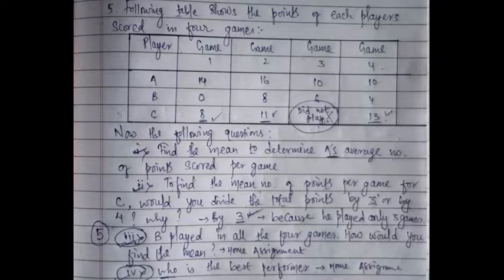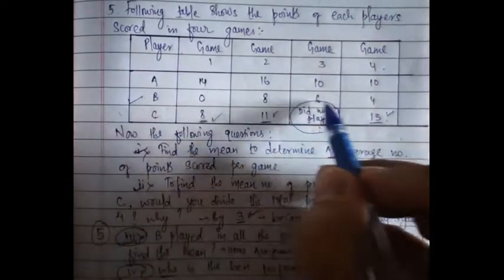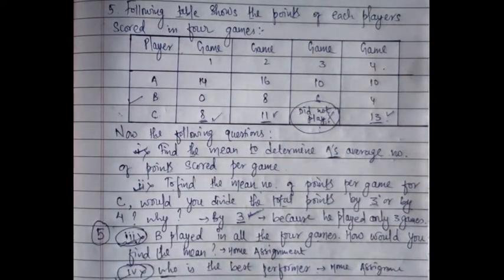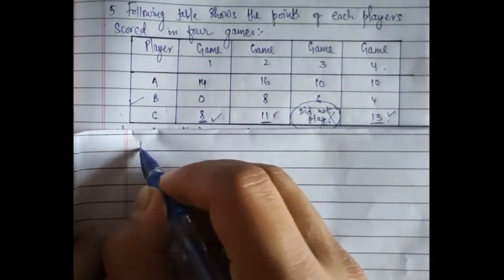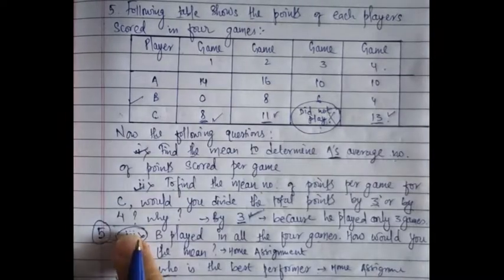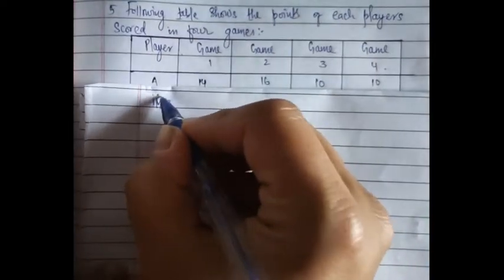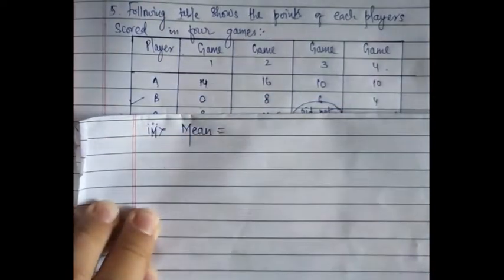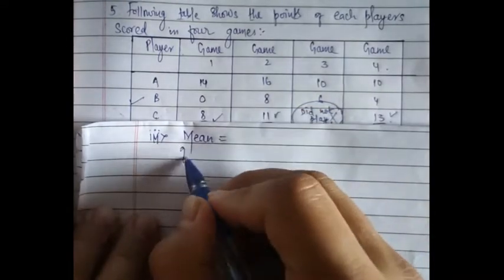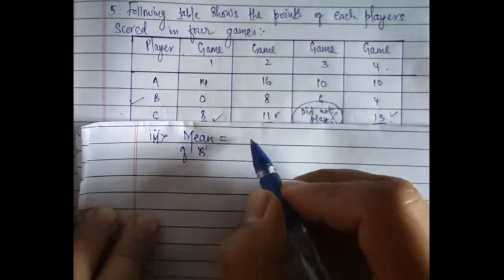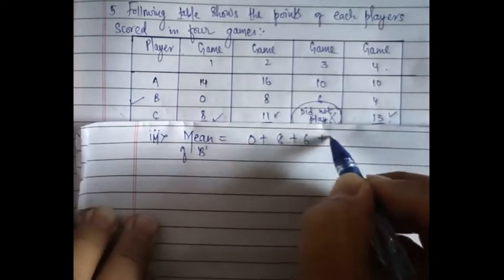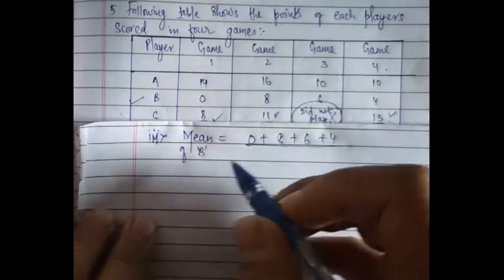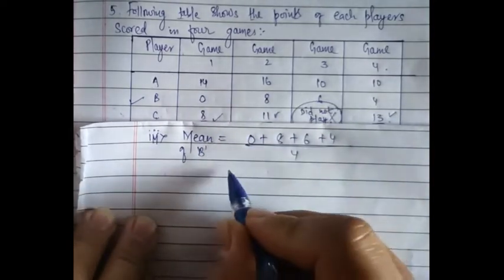Okay, so the question says that B played in all the 4 games. How would you find the mean? It is easy, no? I'm using the paper here to solve this. This is number 3. So to find the arithmetic mean of B, we will first add the numbers, that is the sum of all the observations, 0 plus 8 plus 6, divided by the total number of observations. How many observations? 1, 2, 3, 4. I'm not writing the formula here.